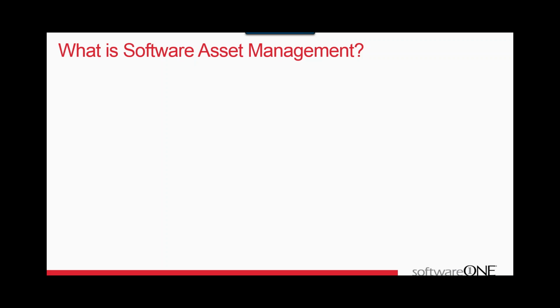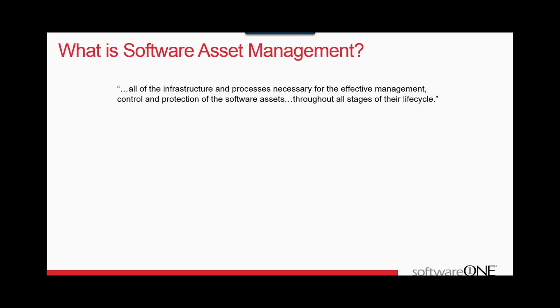Okay, so what is software asset management? We'll start off with a quick definition. It's all of the infrastructure and processes necessary for the effective management, control, and protection of the software assets throughout all stages of their life cycle. So what we're talking about here really is taking our software assets from the point of request from the user through to the point of deployment, procurement, but also then to the retirement and what we do with our assets after they've been taken away and that user's left the business.